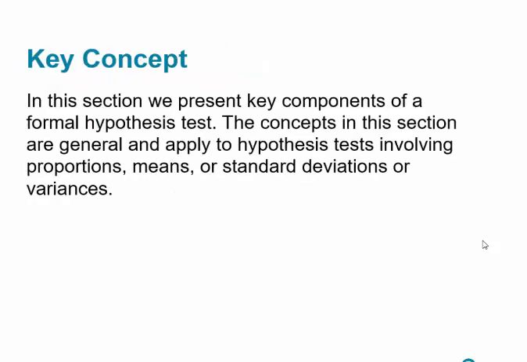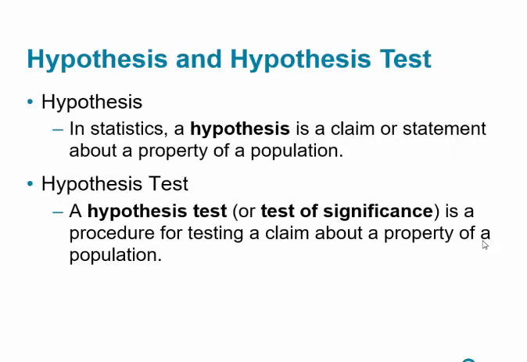So in this section we're going to present key components of a formal hypothesis test. The concepts in the section are general and apply to a hypothesis test that involves proportions, means, standard deviations, or variances. So, hypothesis. In statistics, a hypothesis is a claim or statement about a property of a population. The hypothesis test, or the test of significance, is a procedure for testing a claim about a property of a population.